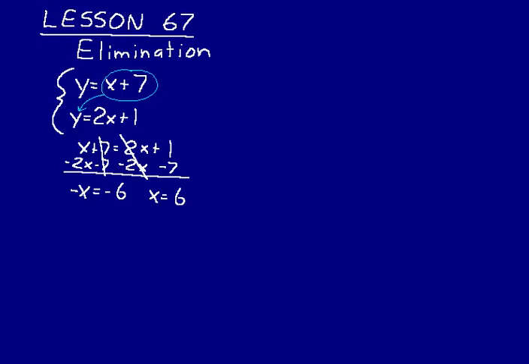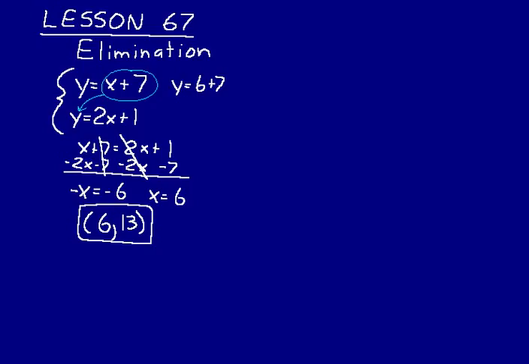We need the y value too, so we have y equals x plus 7. We can go ahead and just substitute that 6 back in up here. y equals 6 plus 7. That equals 13. And so our answer, we write it as an ordered pair, 6 comma 13. And so at that point, that's where those two lines would intersect if we graph them on a Cartesian coordinate system. When x is 6 and y is 13, that particular point is where they would intersect.